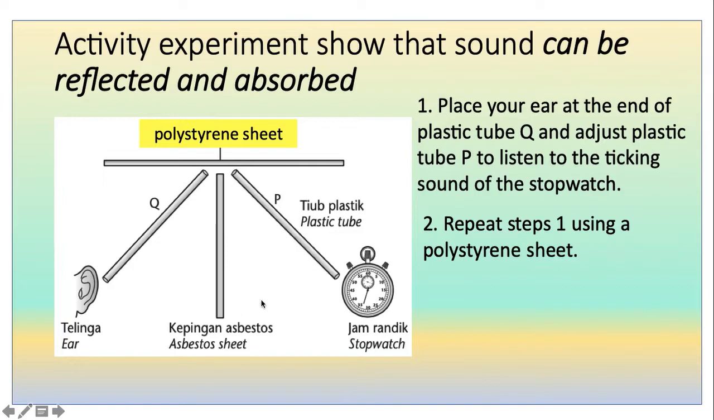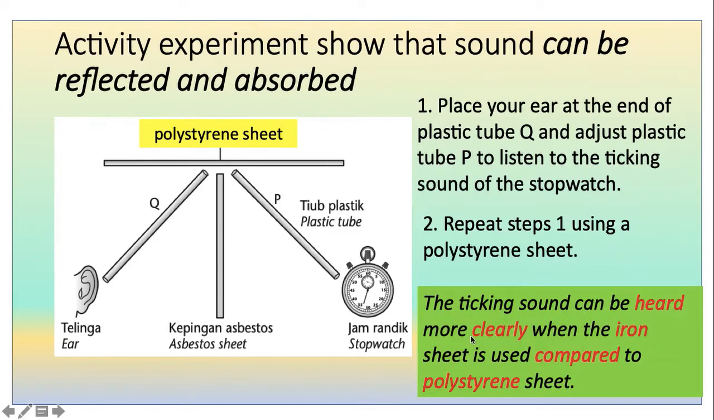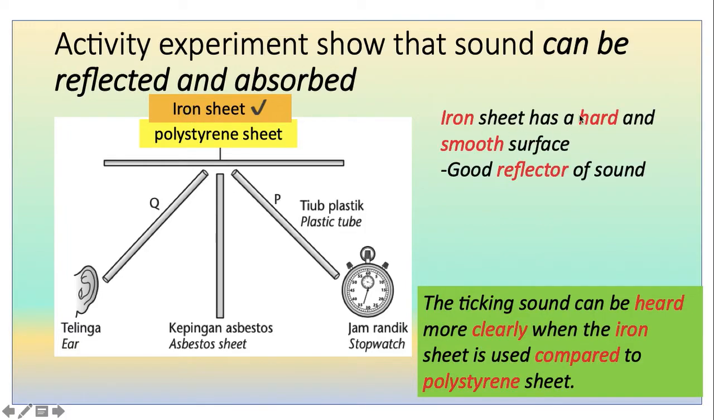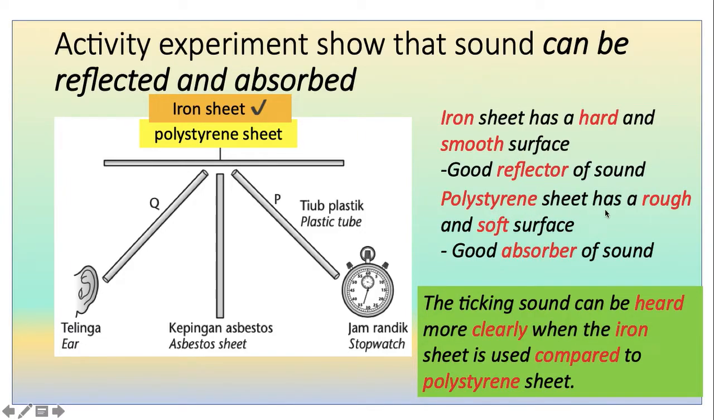After carrying out this activity, the ticking sound can be heard more clearly when the iron sheet is used compared to the polystyrene sheet. This is because iron has a hard and smooth surface, so it is a good reflector of sound, while polystyrene has a rough and soft surface. Therefore, it is a good absorber of sound. This is the reason why the sound can be heard more clearly when using an iron sheet compared to the polystyrene sheet.